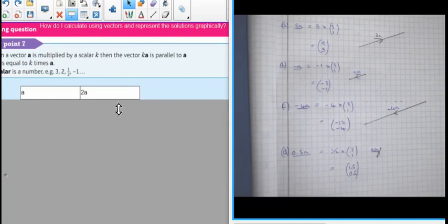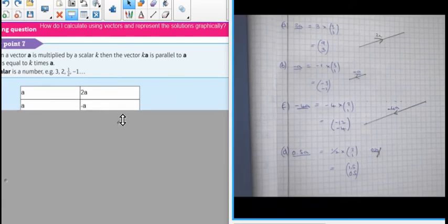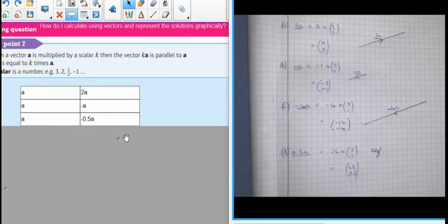So let's decide if these are parallel or not. Is a parallel to 2a? Yes, they're parallel. The scalar would be 2. Is a parallel to negative a? Yes, they're parallel. The scalar would be negative 1. Is a parallel to negative 0.5a? Yes, they're parallel. What would the scalar be? Negative 1/2.